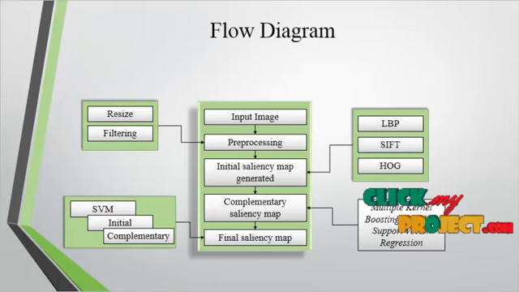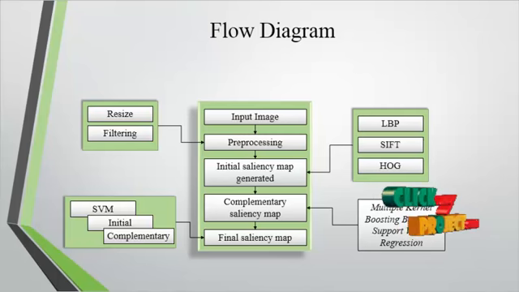Now we discuss the flow diagram for the process. This is the overall flow diagram for the whole process. In that you can see the input image module. In the input image, you can take the input image from the dataset. Dataset is the folder which is the collection of several images which undergo the process.